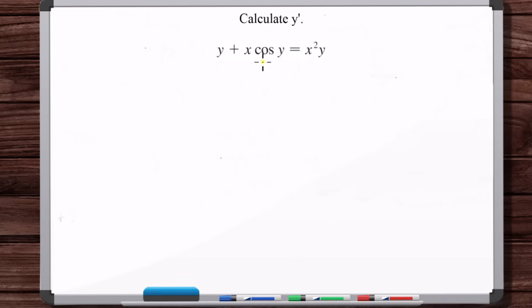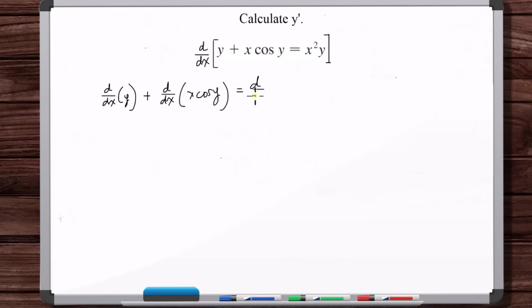Okay, y is implicitly defined here, so let's use implicit differentiation to find y prime. We start by taking the derivative of the entire equation with respect to the independent variable. So we've got... Okay, so this is just y prime.